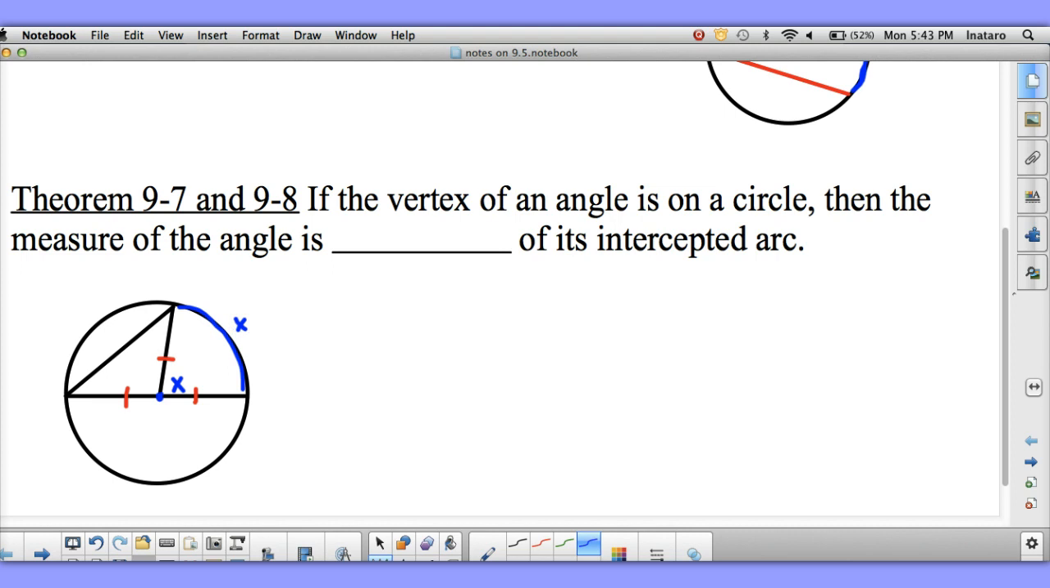Next, let's think about the measures of the angles in the isosceles triangle. This triangle is isosceles because the radii in that circle are congruent. And because the triangle is isosceles, I know the base angles are congruent. Then I remember that the exterior angle of a triangle is equal to the sum of the two remote interior angles. So in other words, these two angles need to add to x, but they also need to be congruent. That means that each of these angles must have a measure of x over 2.